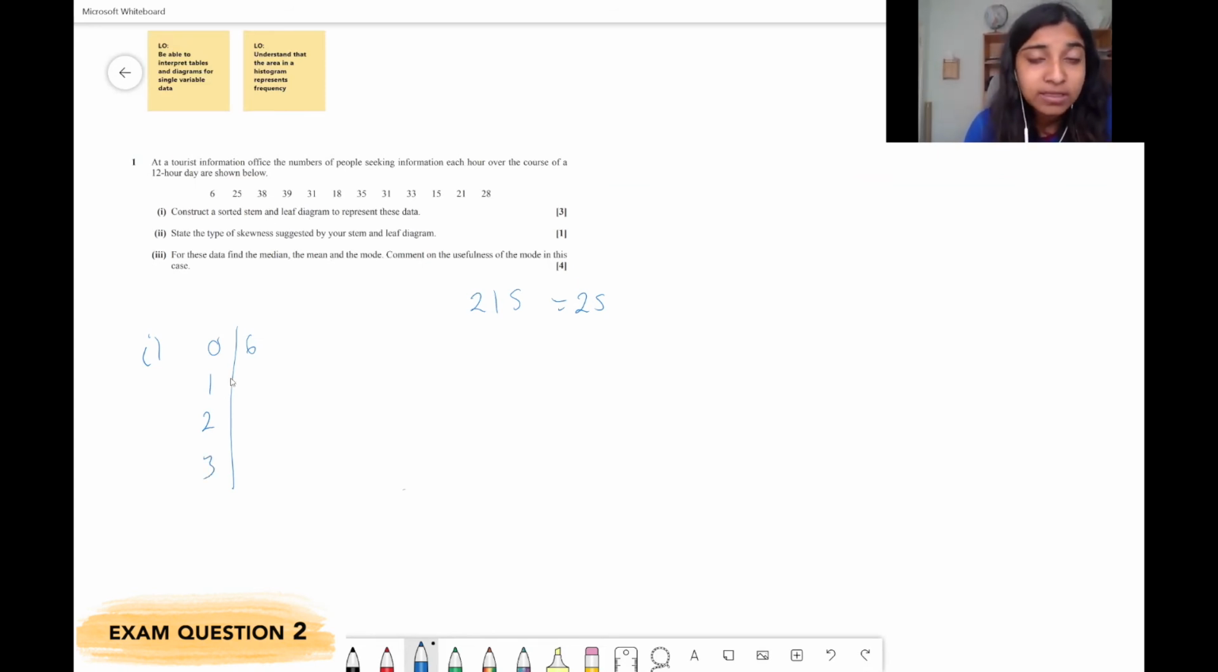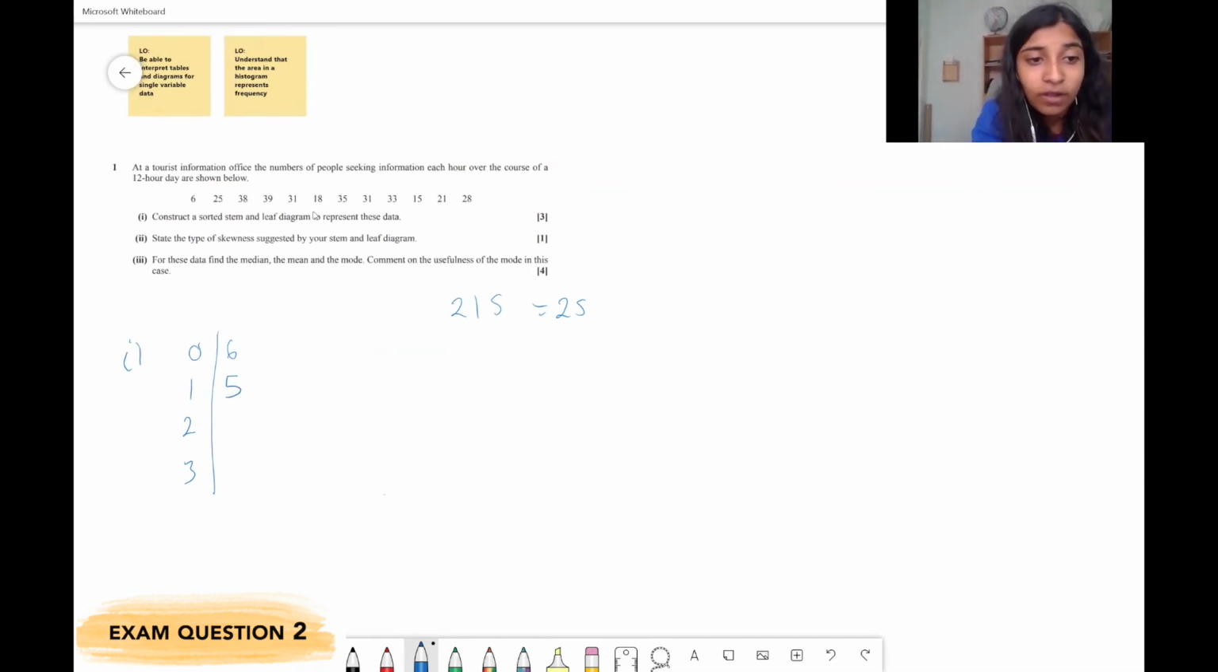So for the first numbers in the tens, we have 15, so we could do 1 | 5, and we also have 18, so we have 1 | 8. Then if we move on to the 20s, the first one we have is 2 | 1, 21. Then we have 2 | 5, so we have 25. And then we have 2 | 8, so we have 28. And then we have 31 twice, so we could do 2 ones. Then we have 33. And then we also have 38 and 39, and just count to see we have 12.